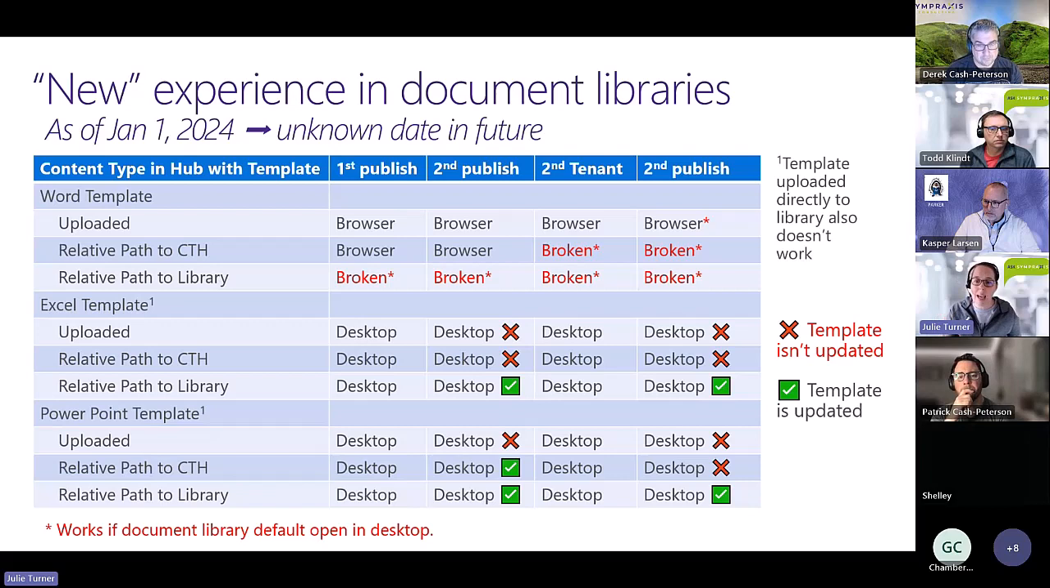And what it does is it takes that template and puts it in a very hidden folder in the content type hub site collection that's called _CTS. It is not one you can navigate to, but if you navigate to it plus the name of the document template, it is there. So we know it's there, but it is a hidden folder on that site collection.